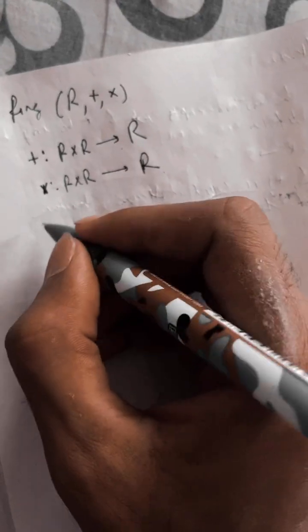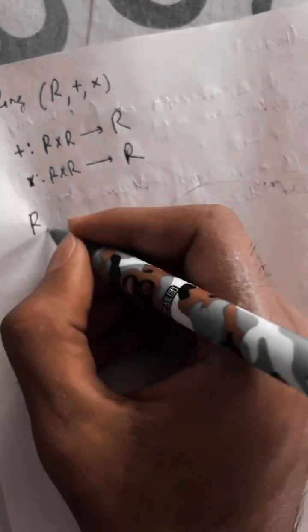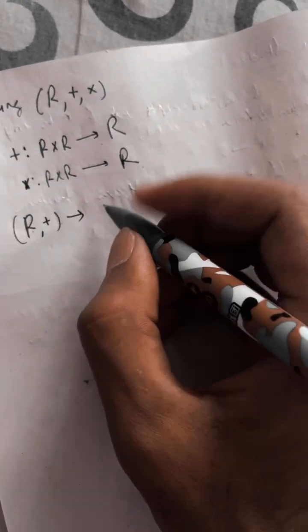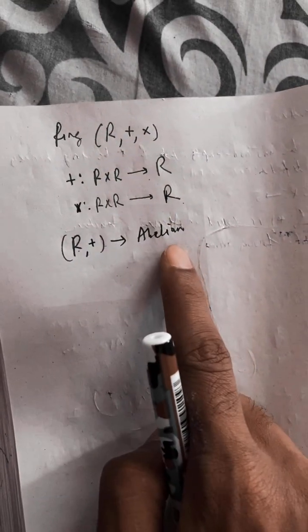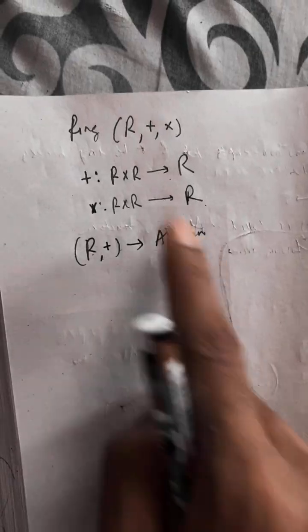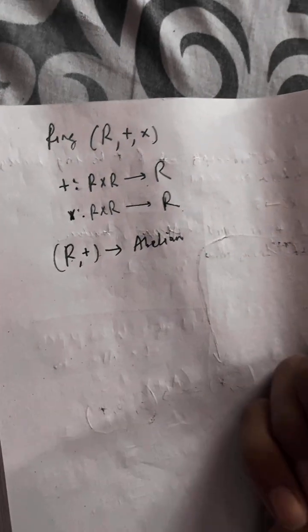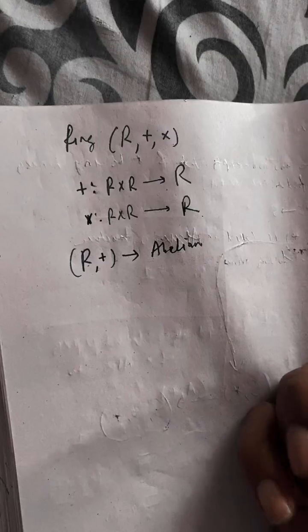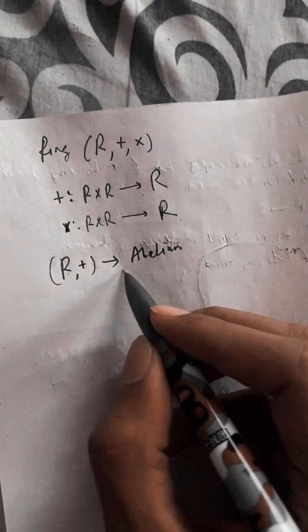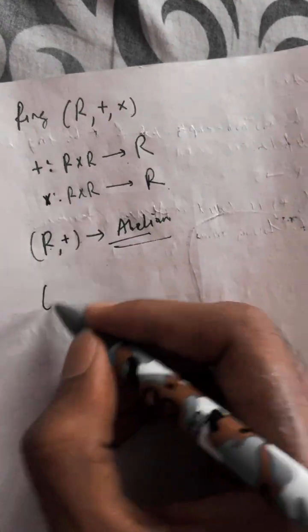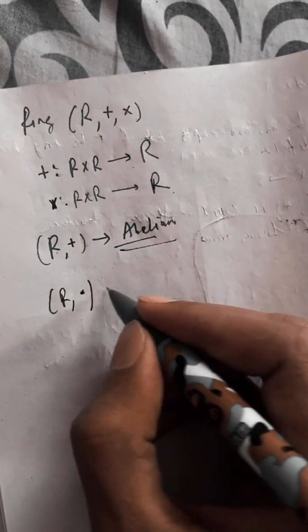Well, a ring, this set with plus, must be Abelian. That is the first. This plus should satisfy, it should become an Abelian group. It means it should satisfy all those 5 properties: closure, associativity, identity, inverse, and commutativity. So plus has all these axioms. It should become Abelian. What about R equipped with multiplication?